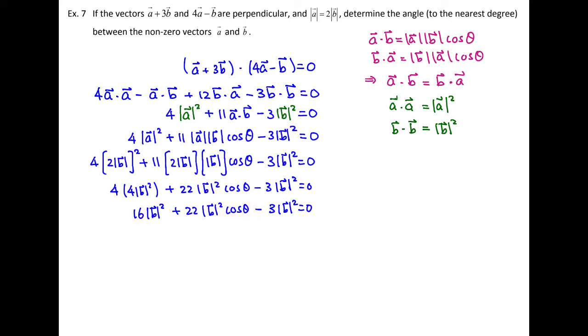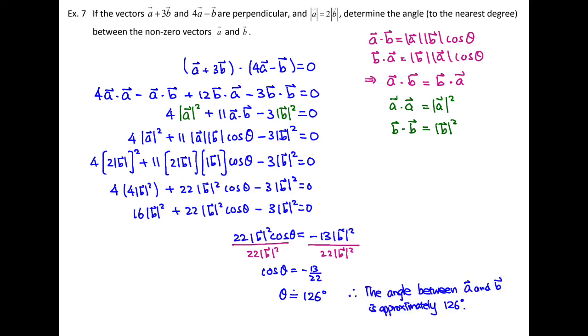So 16 minus 3 will be 13. Move that to the other side of the equation. We're going to have 22 magnitude B squared cosine theta equals negative 13 magnitude of B squared. And divided by 22 magnitude B squared on both sides, we can isolate our cosine theta. Then we just need to do a cos inverse to find theta, which is approximately 126 degrees. Therefore, we know the angle between vector A and vector B is approximately 126 degrees.